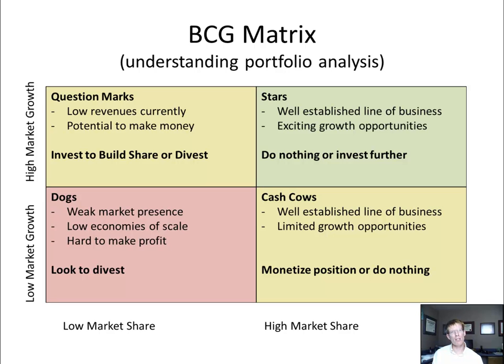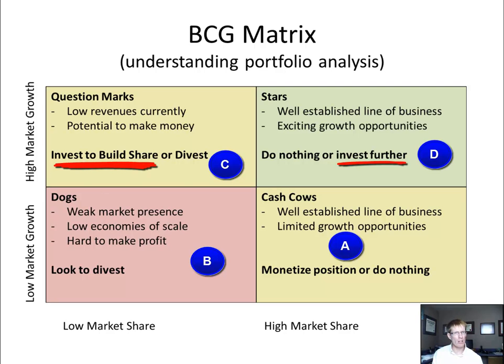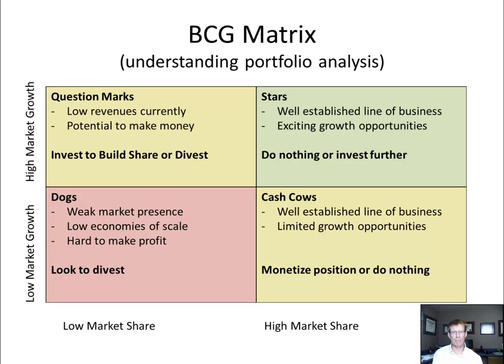In order to use this strategic tool, you plot the opportunities on the grid presented here, and then you determine what you will do in terms of 4 generic strategies. Will you build market share by making further investments? Will you do nothing? Will you reduce the investment and look to monetize your existing position? Or will you look to divest of the line of business altogether?